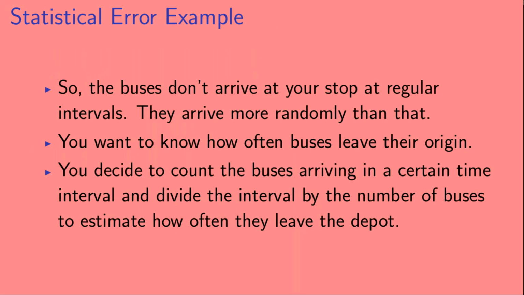So the buses don't arrive at your stop at regular intervals. They arrive more randomly than that. But you want to know how often buses leave their origin. You decide to count the buses arriving in a certain time interval and divide the interval by the number of buses to estimate how often they leave the depot.